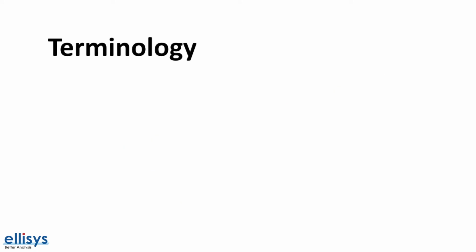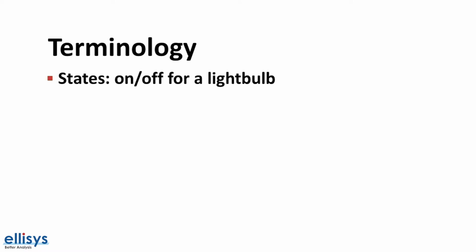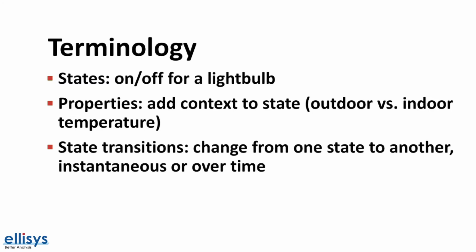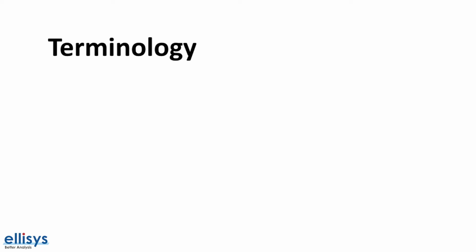Here is some other terminology used in Bluetooth Mesh. States, for example, on and off states in a light bulb; properties, which add context to a state, such as outdoor versus indoor temperature in a temperature sensor; and state transitions, which define the change from one state to another. These can happen either instantaneously or over time.